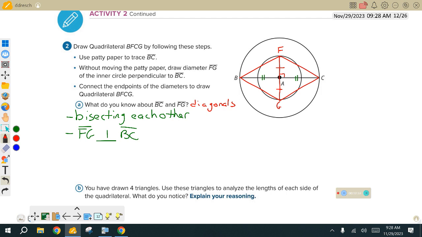Both sides are the same. We talked about square in the first day. What's the other one with all sides the same? Oh my god. All sides are the same. Thank you. There you go.